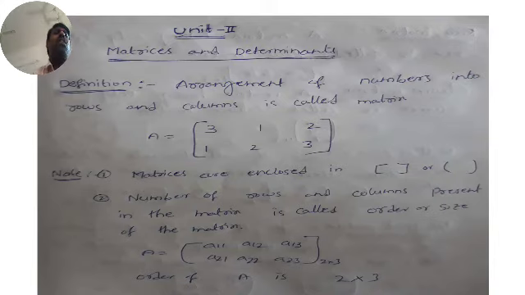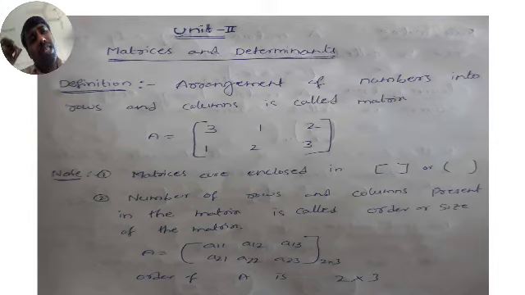First, the definition. Matrix means an arrangement of numbers into rows and columns. Matrices are always denoted by capital letters, capital A, B, C, X, Y, Z, any capital letter, and they are enclosed in square brackets or parentheses. So what is the size of a matrix? The number of rows and columns present in the matrix is called the size of the matrix. If a matrix contains 2 rows, 3 columns, then we say A is of order 2 by 3, read as 2 by 3. With m rows and n columns, we read it as m by n.